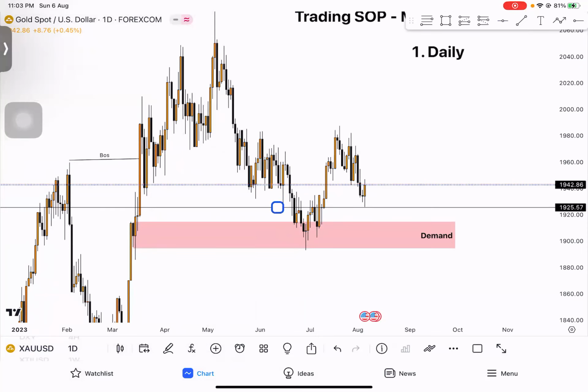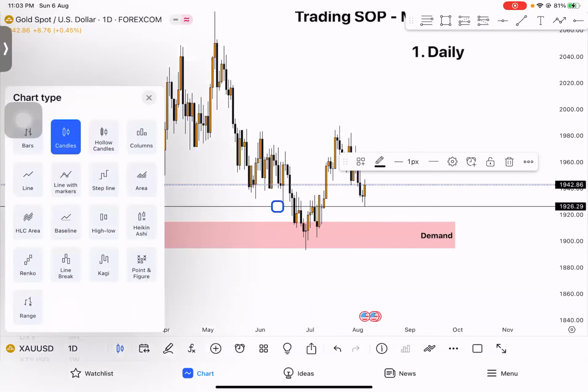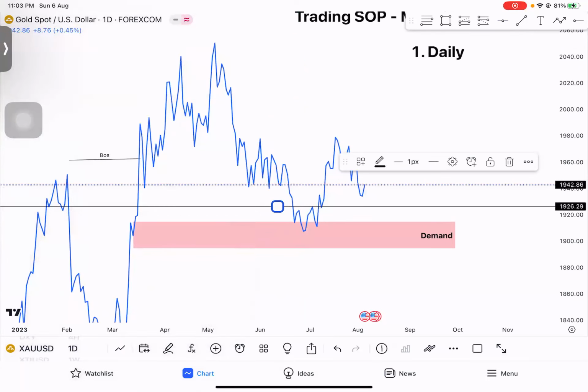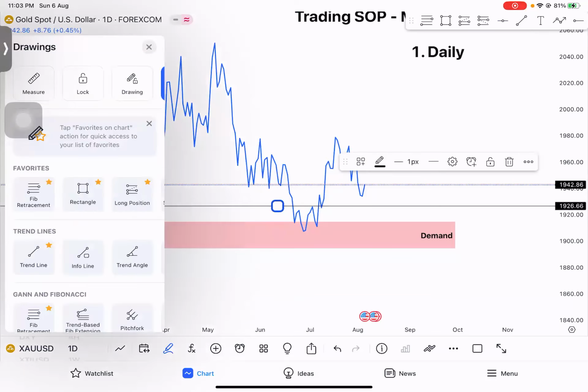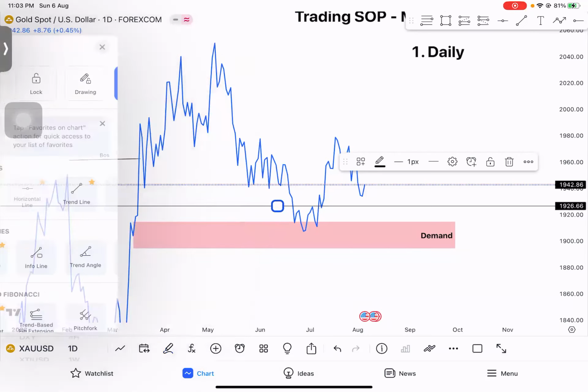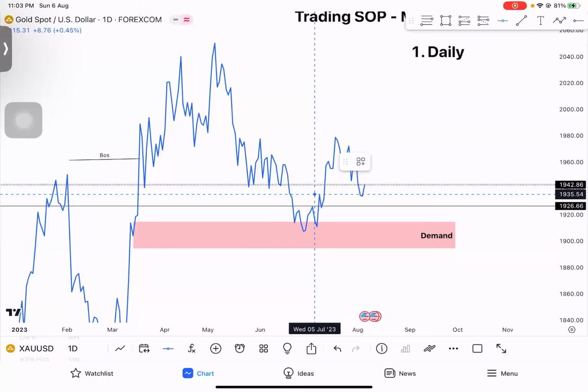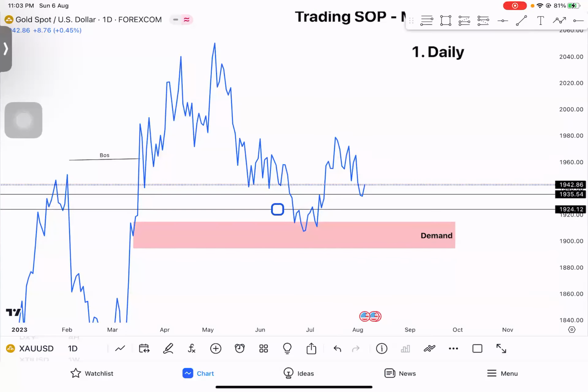I'm not sure if you guys can see, but I can change to a line chart to let you see. The resistance has been broken out right here. You can just mark a line, or you can just mark here also. These two, I will mark up.